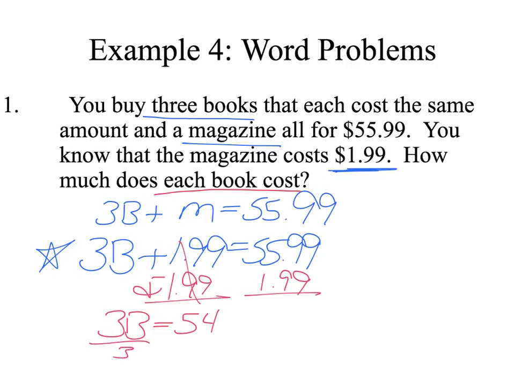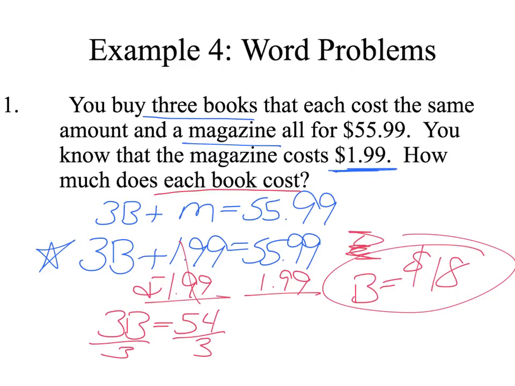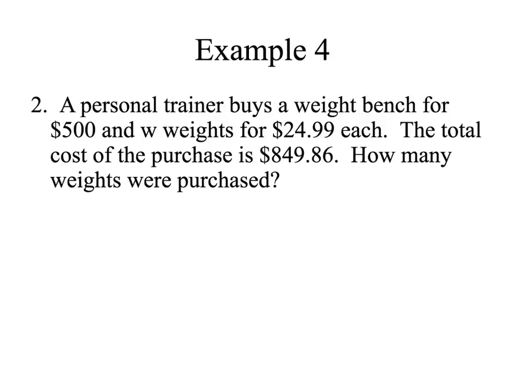Divide each side by 3. And I get that each book cost $18. You do need to put a label. We are referencing money, so a dollar sign would be your traditional label. One here for you to try. Again, I'd pause the video, try it on your own. And then when you turn the video back on, I'll be sitting here solving the problem for you.